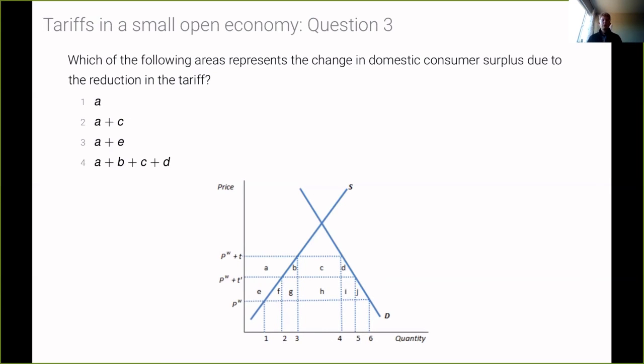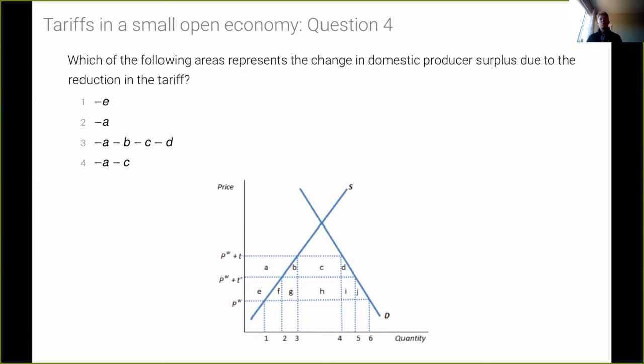And then question 3 is asking which of the following areas is going to represent the change in domestic consumer surplus due to the reduction in the tariff. Recall that domestic consumers are going to gain consumer surplus. They're going to gain basically the area between the price at which they consume and their demand curve. When the price falls from the world price plus T to the world price plus T prime, that means they're going to gain areas A, B, C, and D. And so the correct answer here is 4.